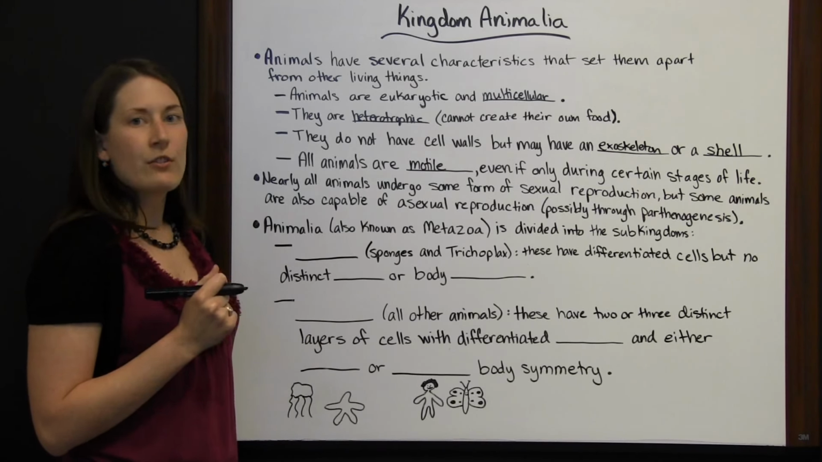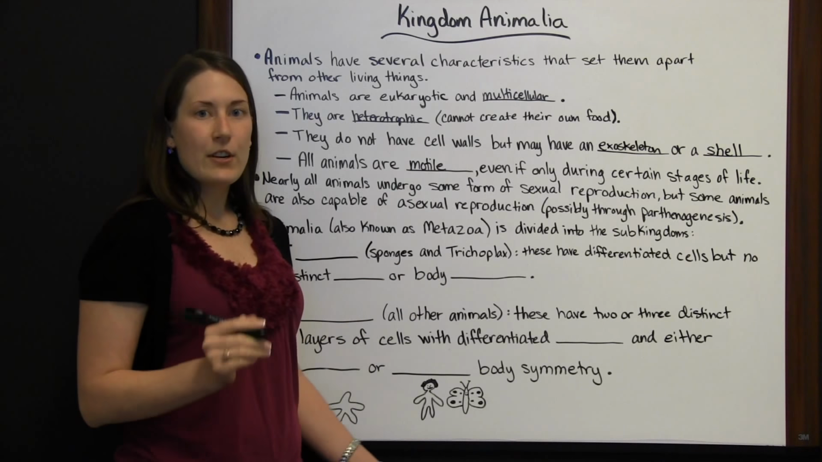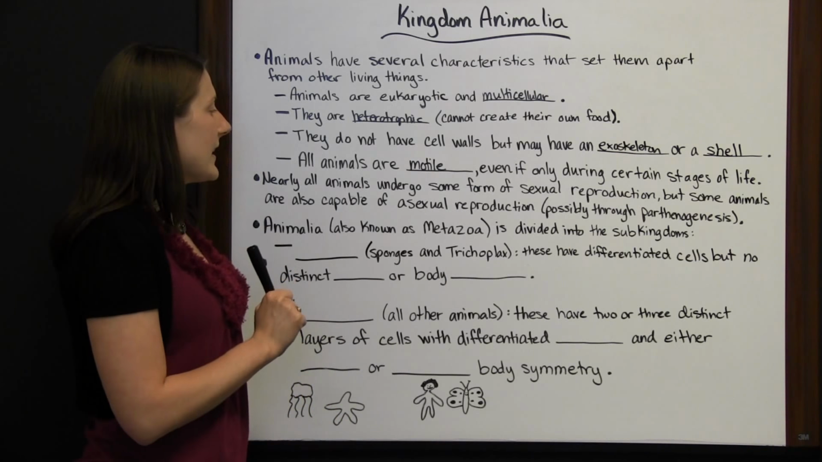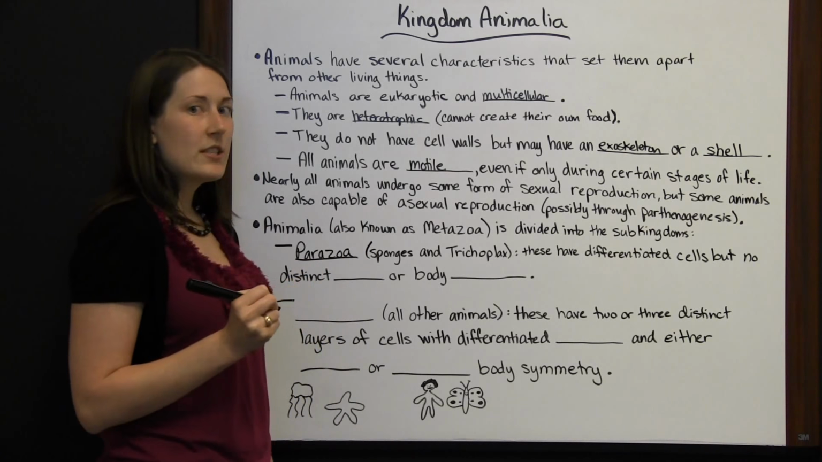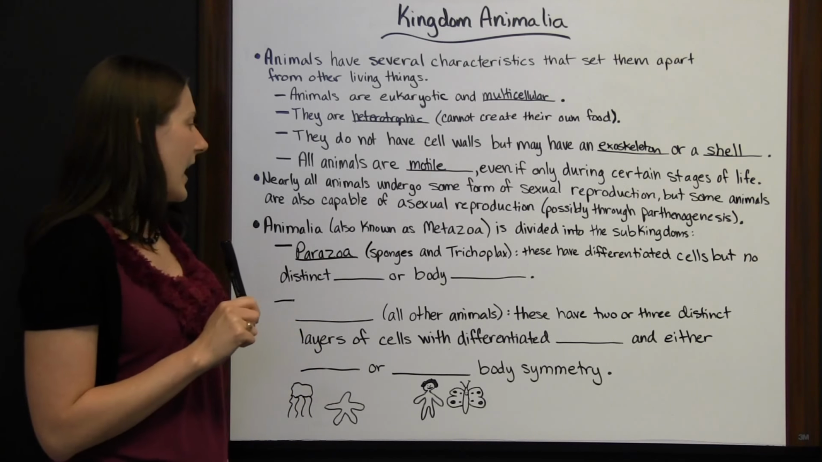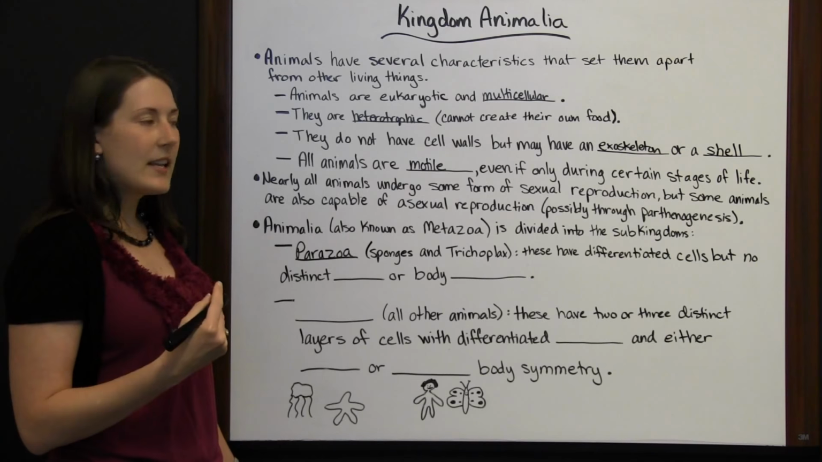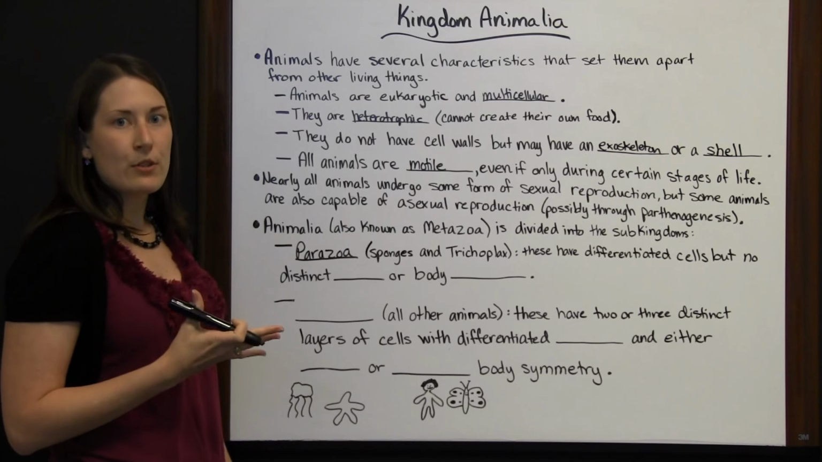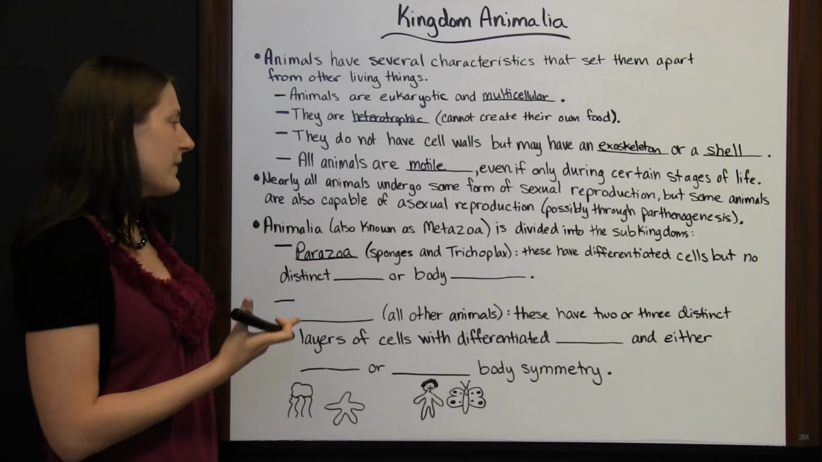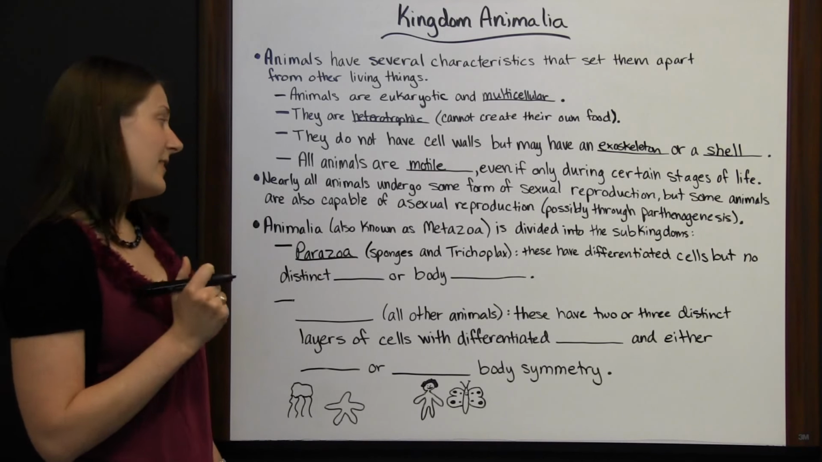Animalia is also known as metazoa, as far as a kingdom name goes, and it is divided into the subkingdoms Parazoa, which consist of sponges and trichoplax. Sponges, I'm sure you can think of, but trichoplax kind of looks like a puddle you spilled on the floor. It's very flat, but it is still an animal. It does have differentiated cells. It even has some eye cells on it.